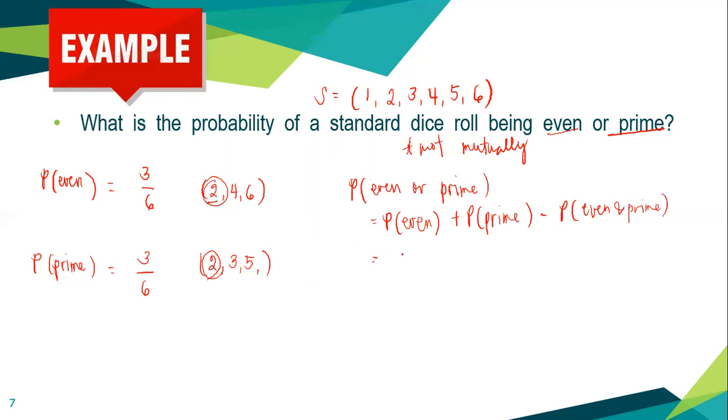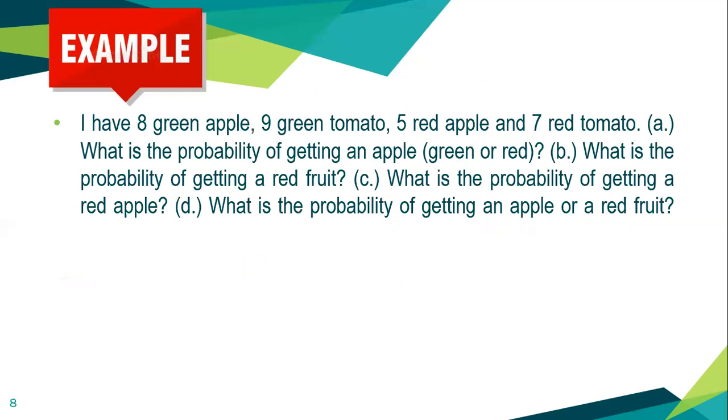So, ang probability ni even na na-solve natin is 3/6. Kay prime ay also 3/6. Then, ano yung parehong outcome sa kanila? Ilan yung probability? We only have 2 as the equal outcome. So, 1/6. And that is 3 plus 3 is 6 minus 1 is 5/6. Meaning, ang probability that you can get an even number or prime number in rolling a die is 5/6.